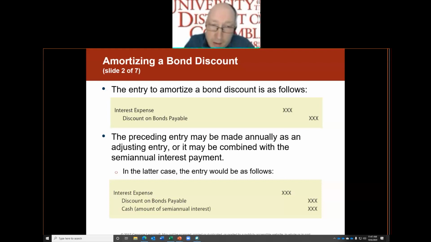But it's still basically an adjusting entry that, in that case, would just be made twice. But in most cases, we would just make it as an adjusting entry. But if you were to make the entry through the semi-annual interest payment, you would debit your interest expense, credit your discount on bonds payable, and credit your cash to represent the payment of that interest expense minus the discount.